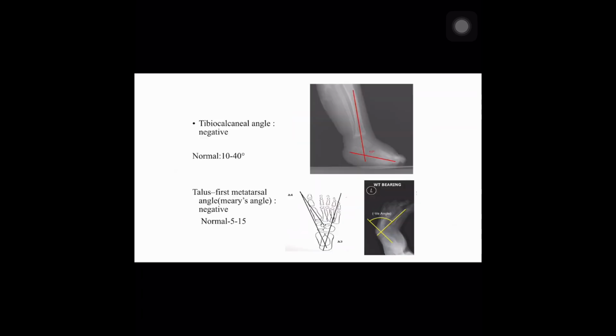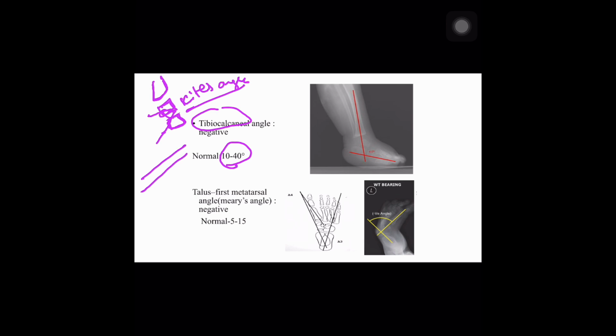Okay, and remember the tibiocalcaneal angle. So this is your talus, this is your tibia, this is your calcaneum. There is this angle made by the tibia and calcaneum. This is known as Kite's angle. Normally this angle is 10 to 40 degrees. If the angle between the calcaneum and the cuboid becomes parallel, there is a high chance that this is a CTEV case. Okay, we don't want the angle to decrease.